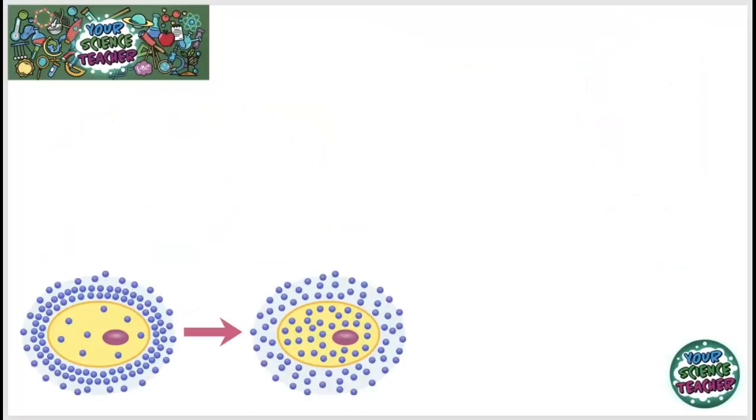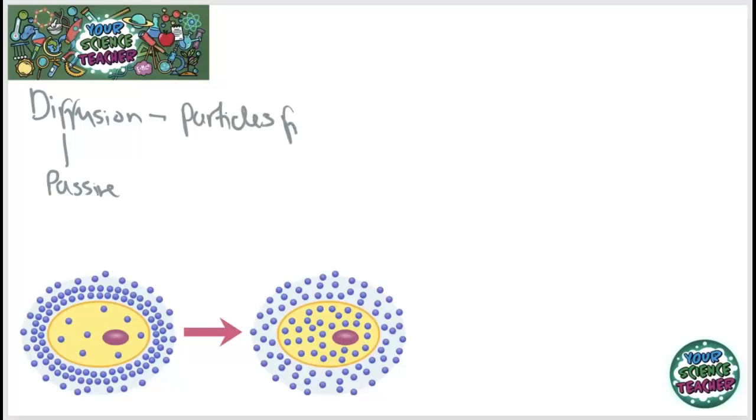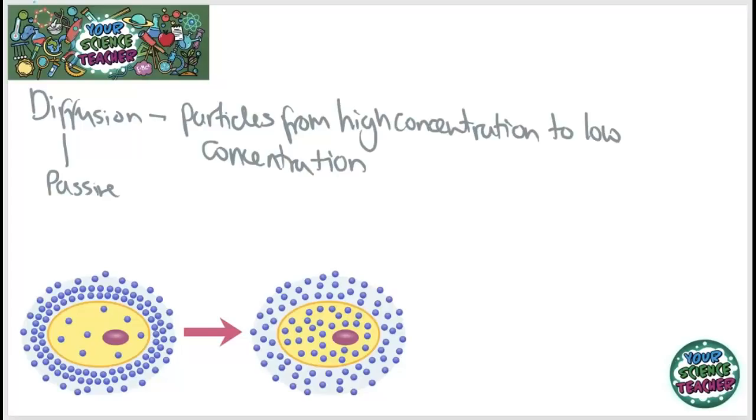We're now going to focus on how things move in and out of your cell, and the first process for transport that we're going to look at is diffusion. Diffusion is a passive process, meaning that it doesn't require energy. What happens in diffusion is particles move from a high concentration to a low concentration.